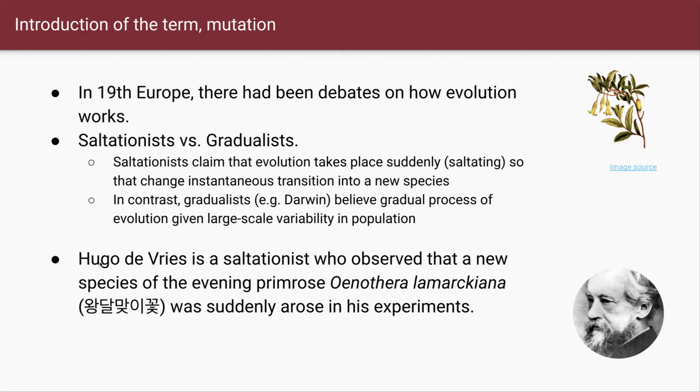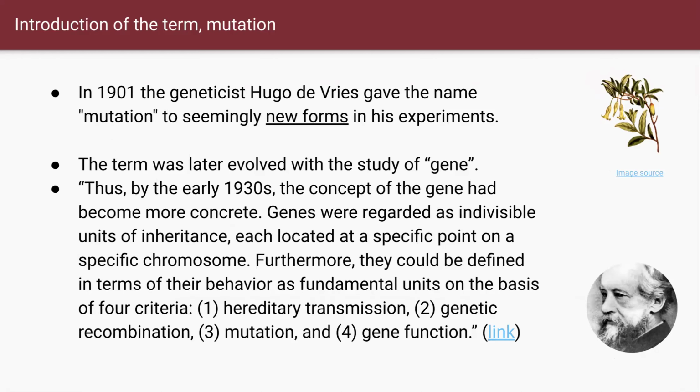One of the figures at the time was Hugo de Vries. He was definitely a saltationist. He observed a new species of evening primrose, in which one of the flowers had a different phenotype, and that different phenotype certainly arose in his experiments. That was in line with saltation. That was in 1901, and Hugo de Vries called that new phenotype, the new form of flowers in his experiment, a mutation, right? Mutation is a Greek-derived word meaning to make a permanent change.